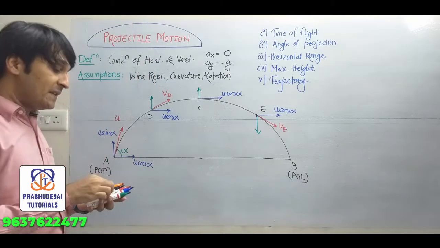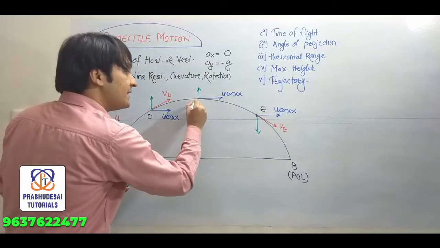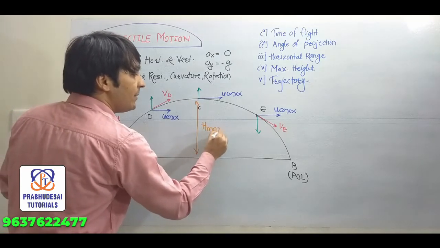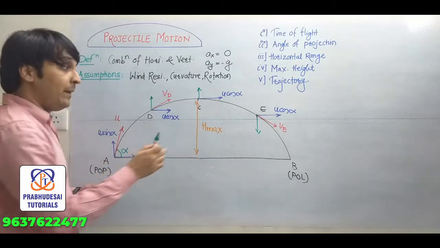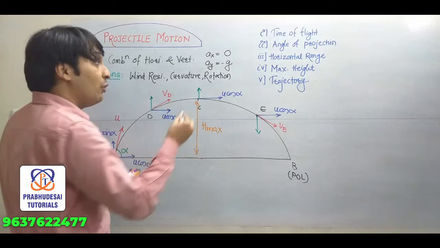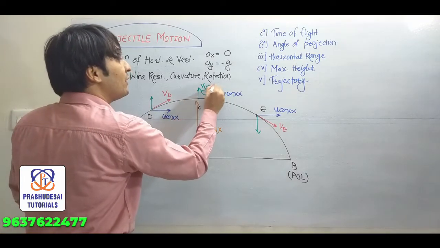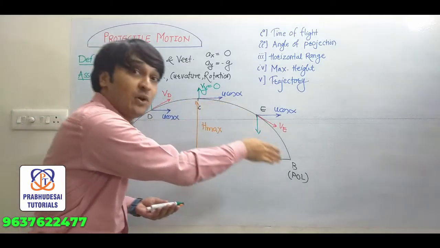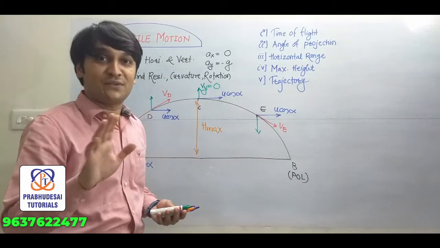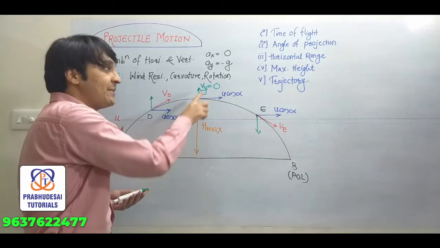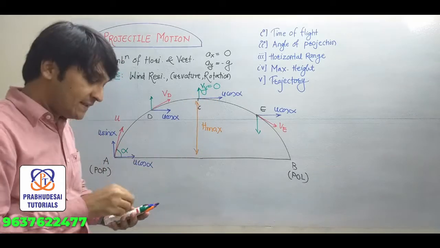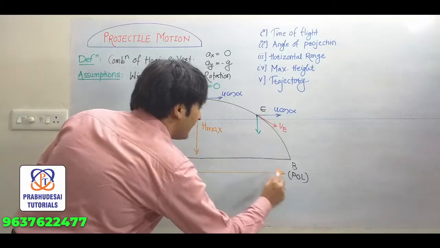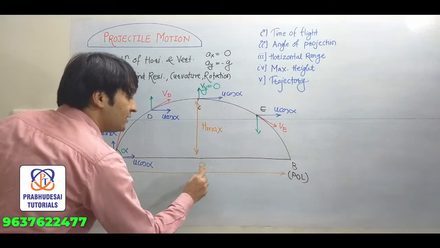Now I am considering point C, and point C is the maximum height position. How to identify this maximum height position? Remember, maximum height position is attained only when this y component of velocity is what? 0. Why? Here this particle will start moving towards the downward side. Remember this one. So this maximum height point is where the y component of velocity is 0. And what is this called? Remember, this is going to be the complete range, horizontal range R.